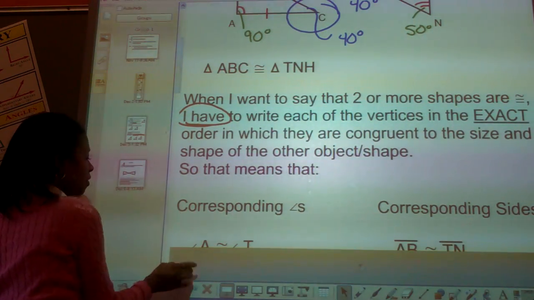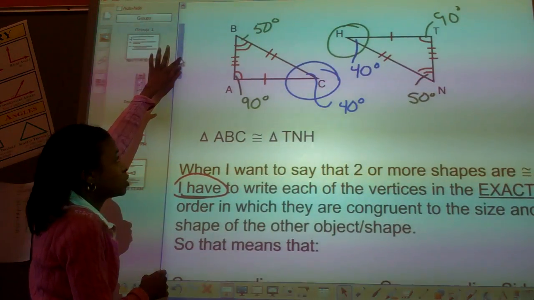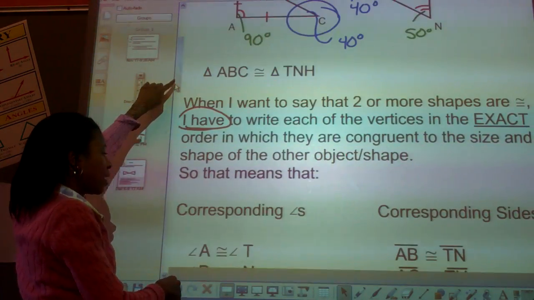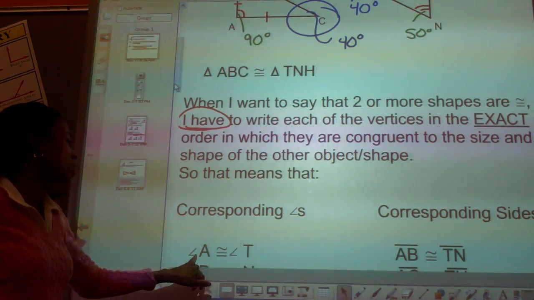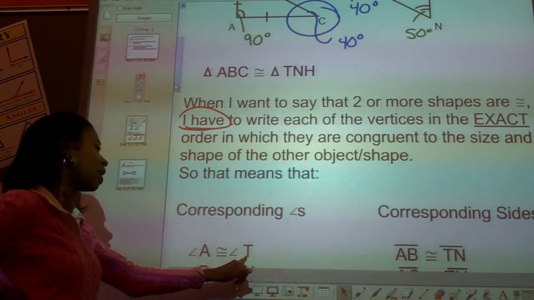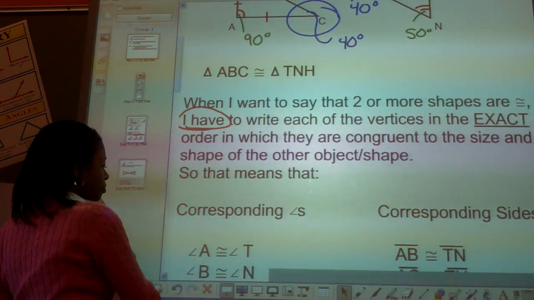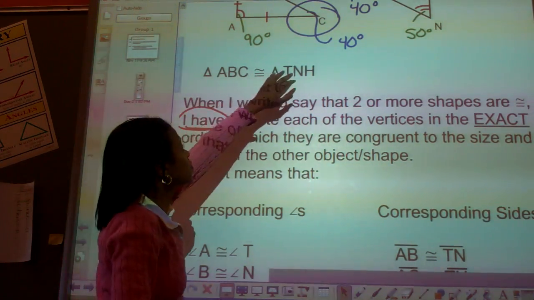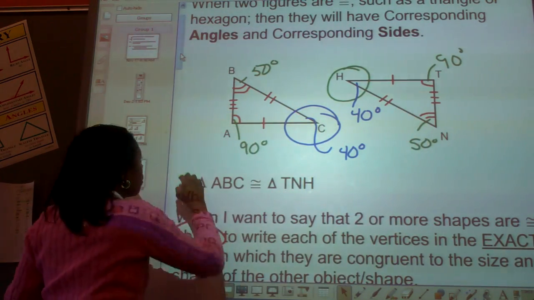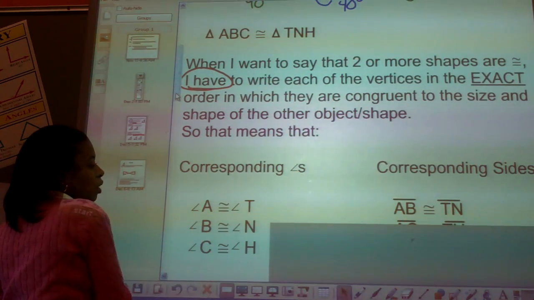Corresponding angles. That means that, as we've already stated, angle A corresponds to angle T, so I write it like this. Corresponding angles: angle A is congruent to angle T. Okay? And then that also means that angle B corresponds to angle N. If I go back here, angle B corresponds to angle N. That means that they are congruent, and I can say angle B is congruent to angle N.